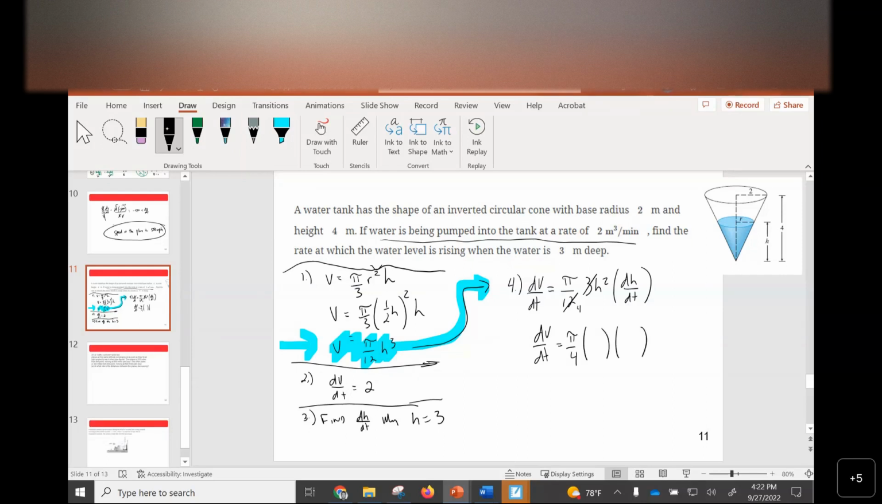And then we can go ahead and plug in, right? At this step, I'm going to plug in, because Joseph told us dV/dt was 2, right? And we wrote that down, 2. dH/dt is the unknown, so I'll rewrite that. And we know that H was 3, and that should still be squared.